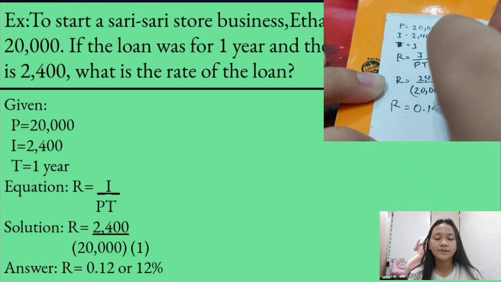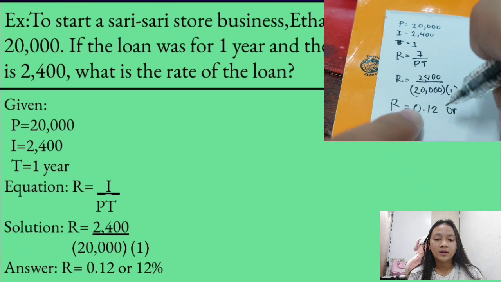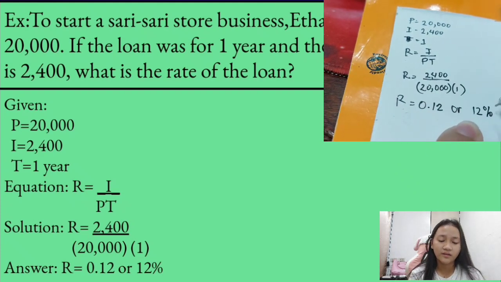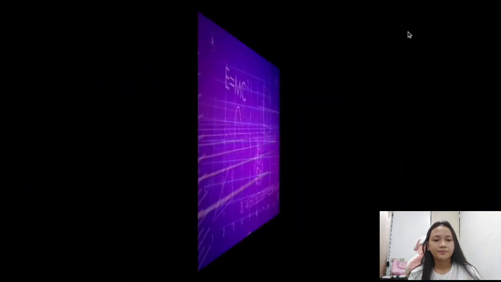So the answer will be 0.12, and you will get the whole number. So 0.12 times 100 is equals to 12. So the rate is 12%.